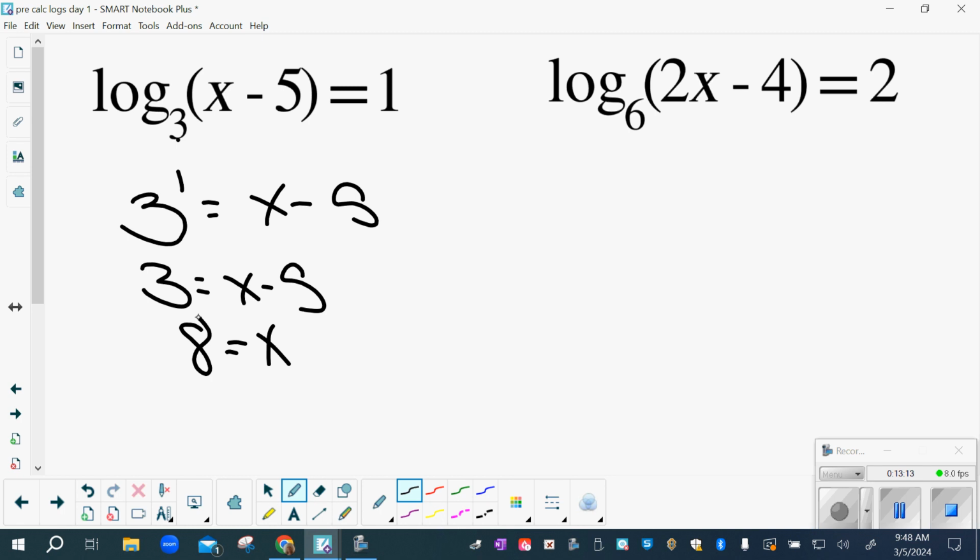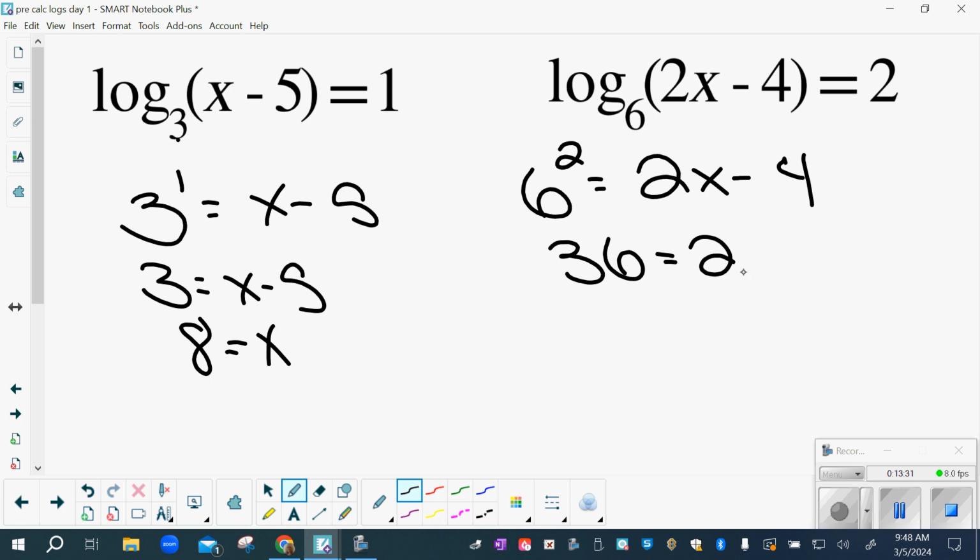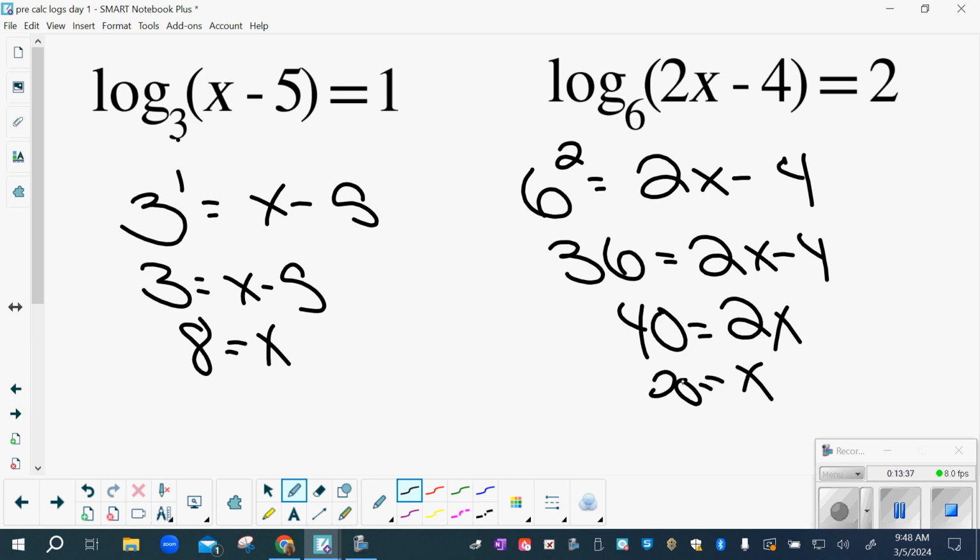So on this whole chapter, there are going to be times when I'm going to be a little confused. I'm like, oh, rewrite it. It makes me happy. I totally understand how to do it when I rewrite it. 6 to the second, 2x minus 4. 36 equals 2x minus 4. 40 equals 2x. x equals 20. You'll love these, because these are so clean.